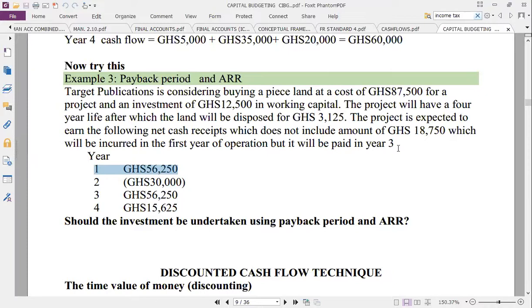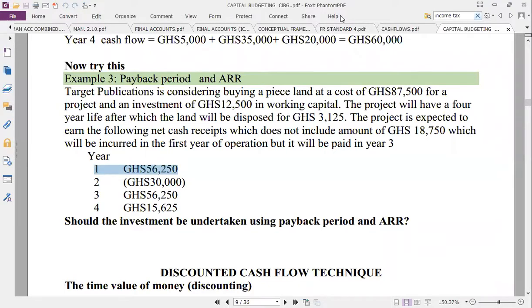Just that here, the 18,000, I'll take it from year one. I'll not take it from year three. Why? Because they will incur it. With accounting profit, a transaction must be recorded as and when it occurs, not when you pay. So using accounting profit, this 18,000 will be subtracted from year one, not year three, where they are going to pay it. Because profit is different from cash. Their timing is different. Profit is when it occurs, and cash is when it moves. That's all.